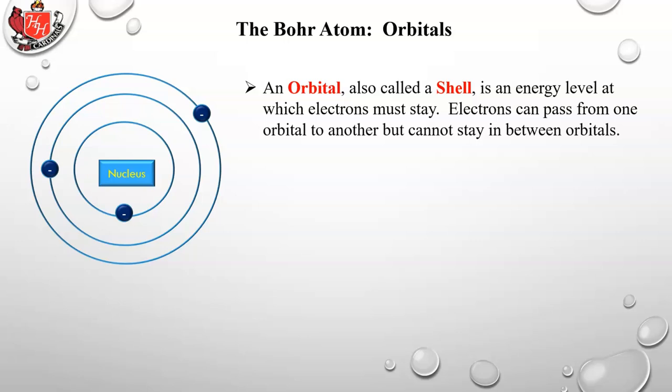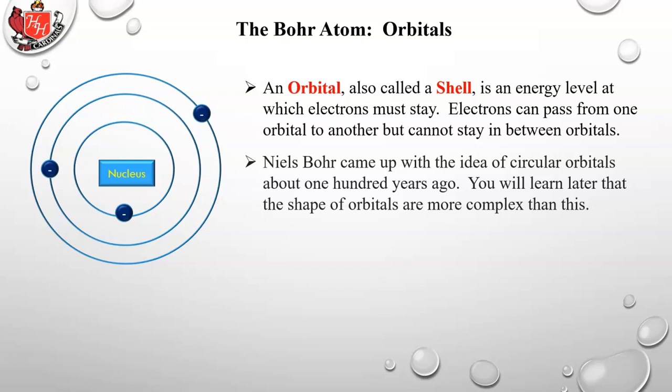An orbital, also called a shell, is an energy level at which electrons must stay. Electrons can pass from one orbital to another, but they cannot stay in between orbitals. Niels Bohr came up with the idea of circular orbitals about 100 years ago. You will learn later that the shape of the orbitals is much more complex than this.